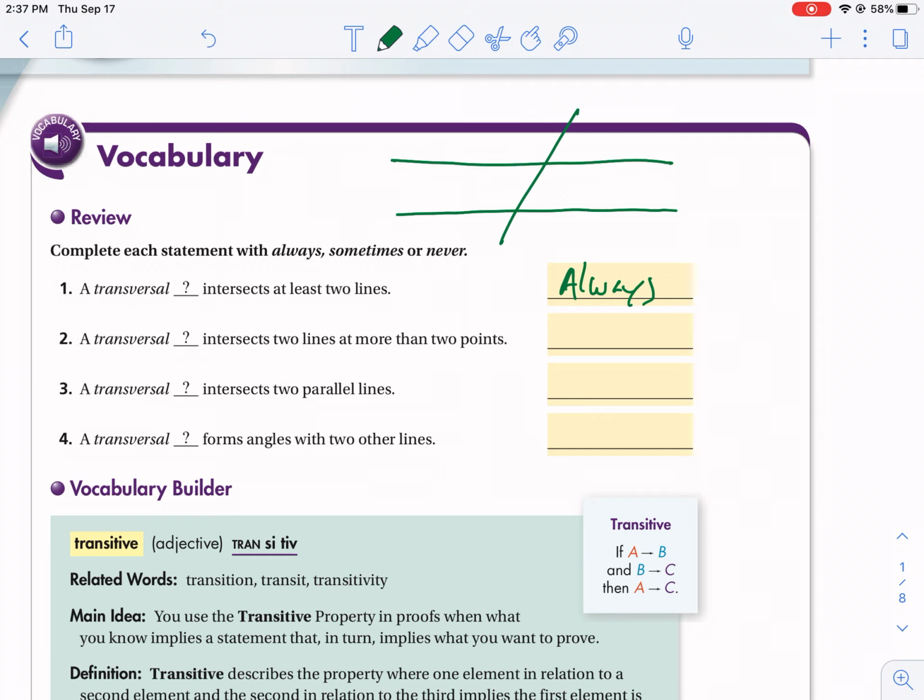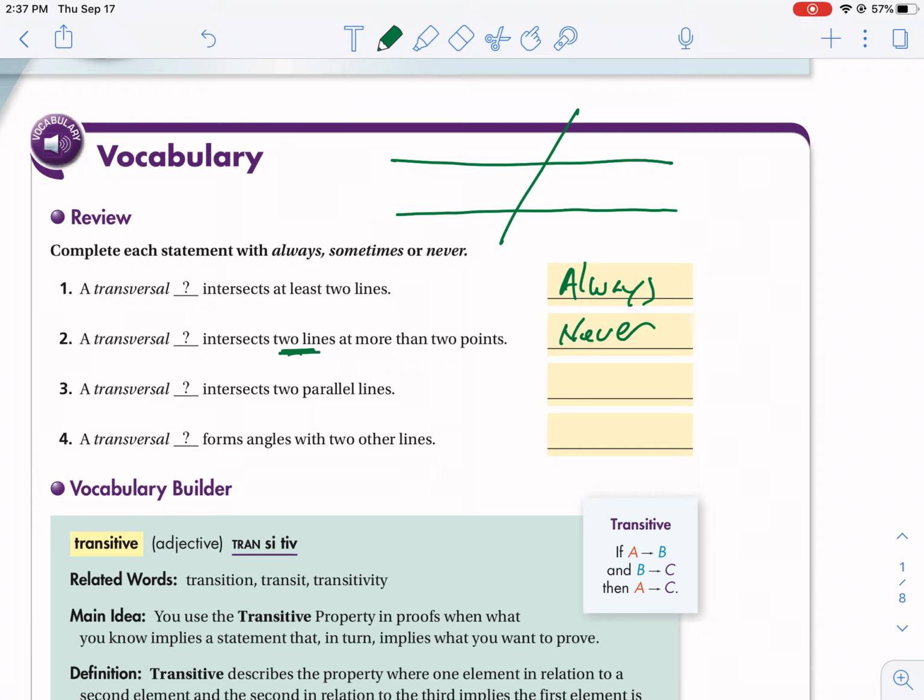A transversal sometimes, always, or never intersects two lines at more than 2 points. Sometimes? No. A transversal never is the right one. I had to think about that for a second. It could intersect at more points if we had more than two lines, but if it's two lines, it's only 2 points of intersection.